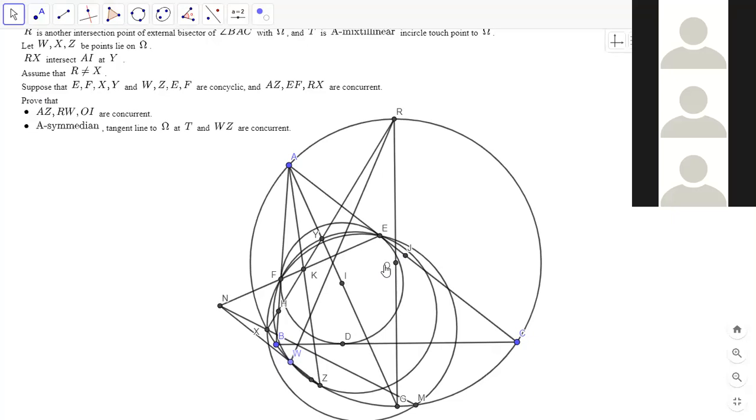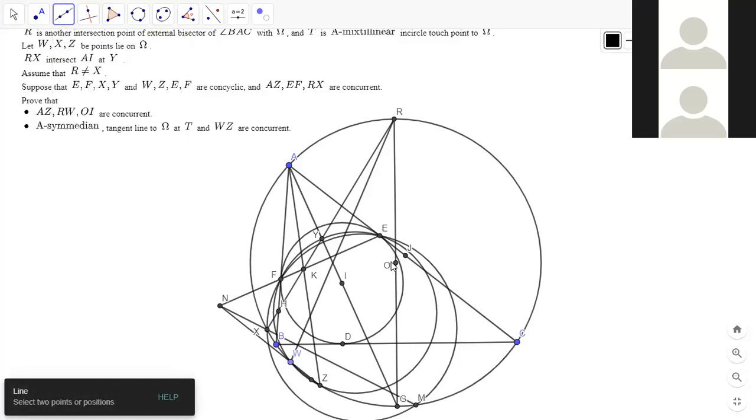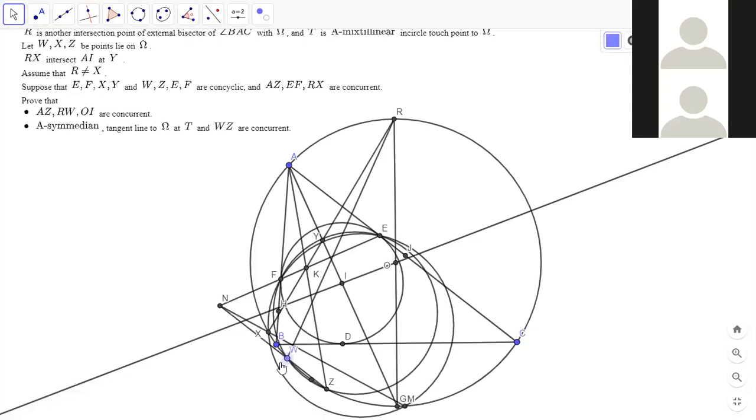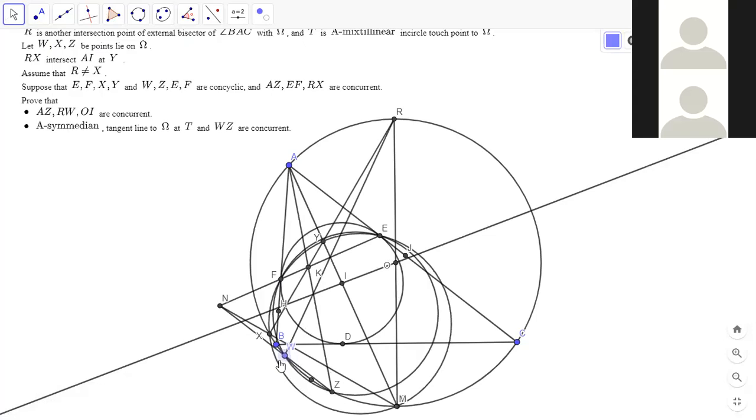So we want to show that AZ. Wait, now it doesn't look like the problem's actually true. Wait, we want AZ, RW, and OI to concur. Oh, we must have, yeah, I need W to be right there then.